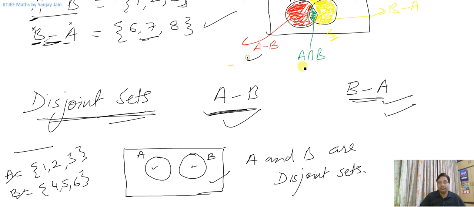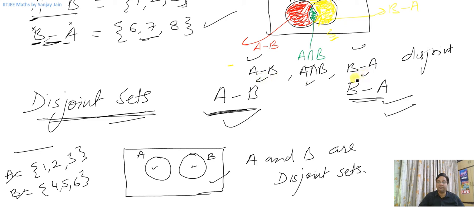What about these sets? A minus B, A intersection B, B minus A. These are also disjoint sets because there is nothing in common in these three, right? Because A intersection B gives the common elements of A and B, but by the definition of difference of sets, I need the elements of A here and not of B. In this I need elements of B and not of A. So I'll avoid the common elements while taking the difference. That is why these three sets are disjoint sets.